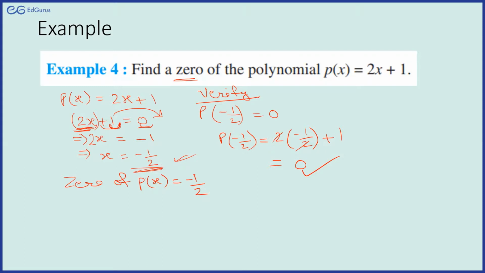ठीक है, समझ आया? Yes, ma'am. So अगर simply zero of polynomial निकालना है, तो हमें क्या करना है? Polynomial को 0 से equate करना है और x की value निकालनी है. Okay?